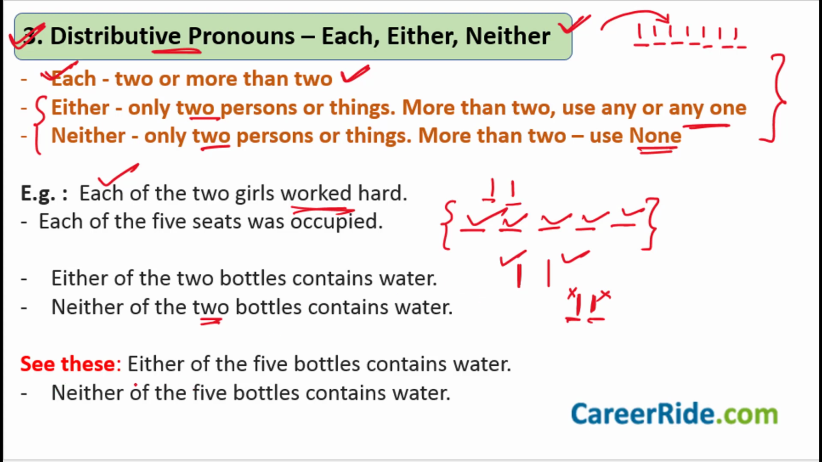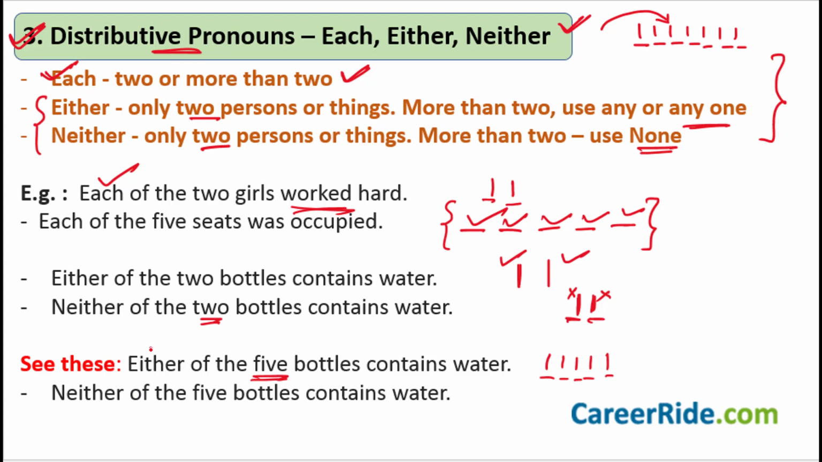Now see these 2 sentences and try to find out the mistake in them. Either of the 5 bottles contains water. Does the sentence make sense to you? What is the sentence trying to tell you first of all? The sentence is trying to tell you that there are 5 bottles, right? And one of them has got water in it, right? But the sentence is wrong. Why? Because 5 bottles is what we are talking about.